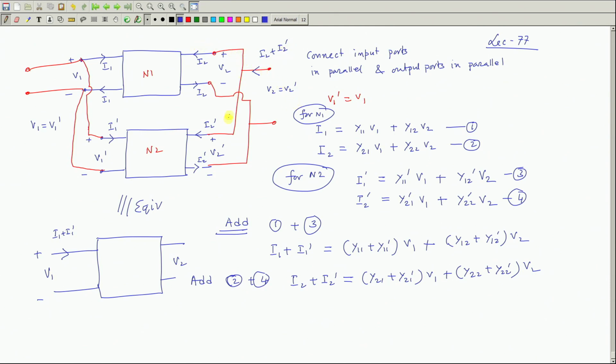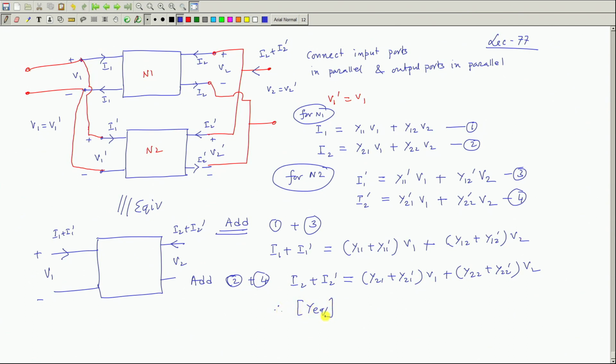I 2 is going, I 2 dashed is going here. So, I 2 plus I 2 dashed. Therefore, the output port current is I 2 plus I 2 dashed, and the equivalent admittance parameter of this network will simply be the sum of the y parameters. Therefore, if several 2 port networks are connected in parallel, you simply go on adding the parameter values of each one of them.